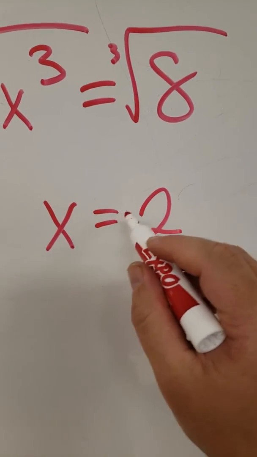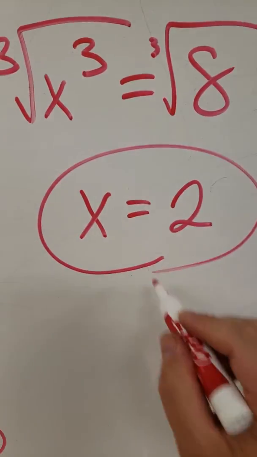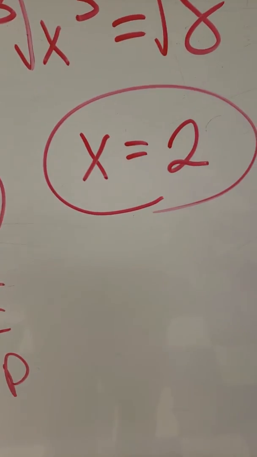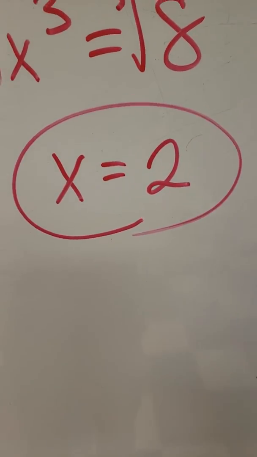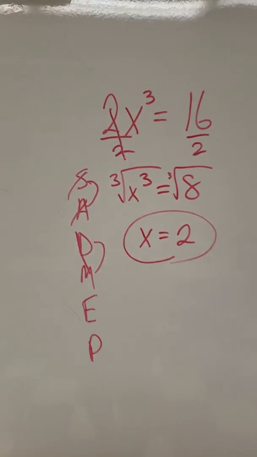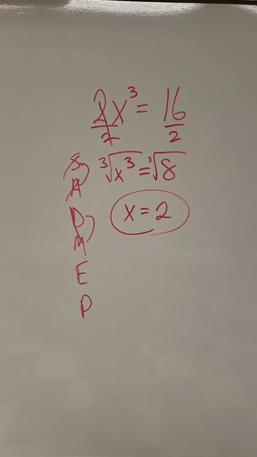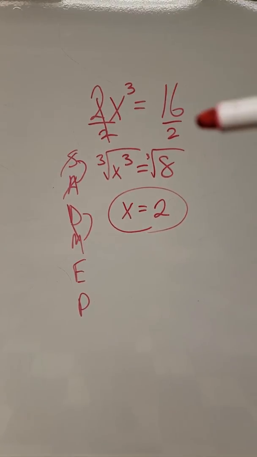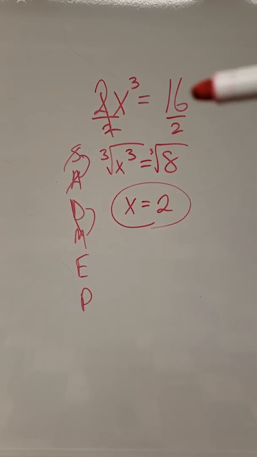Now notice, I don't put plus or minus 2 here. In my square root lesson, I did. But if I did negative 2 times negative 2 times negative 2, that would not equal positive 8. It would equal negative 8. So that's why we only give the sign of the number that we were trying to work with in the beginning.